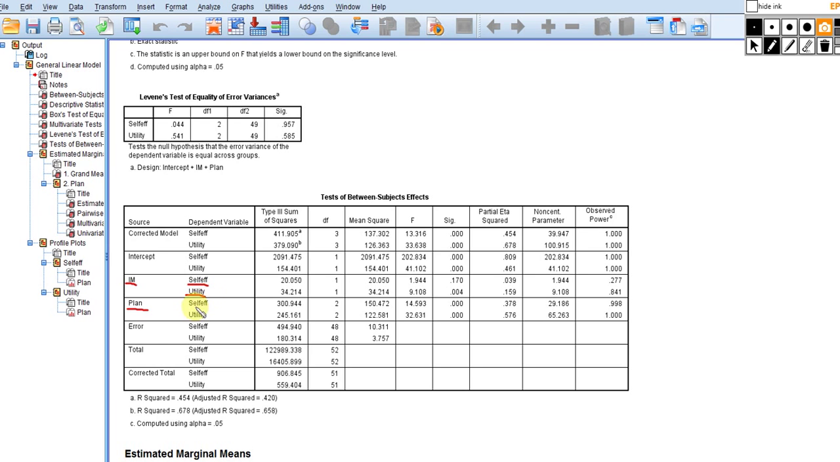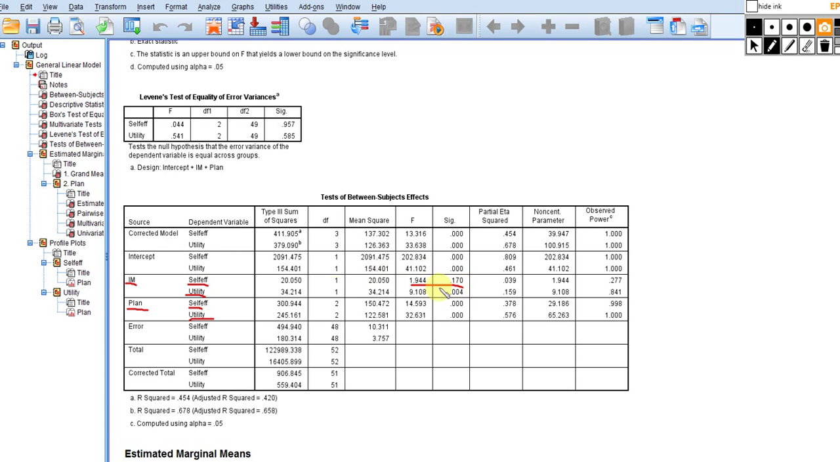So as you're interpreting these results right here, we can say the effect of the covariate intrinsic motivation on self-efficacy, while controlling for the between factor plan, that effect was not statistically significant. So there was no significant predictive relationship. The effect of intrinsic motivation on perceived utility, controlling for the plan variable, that was actually statistically significant.